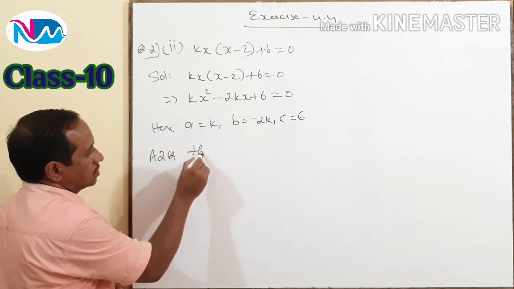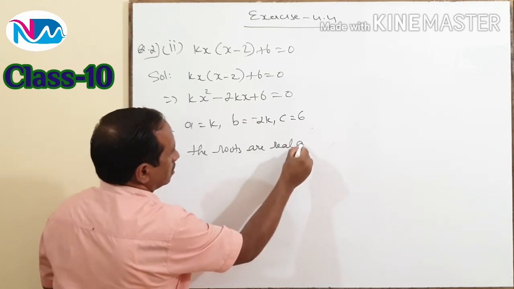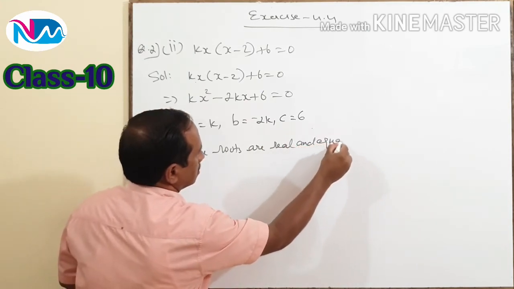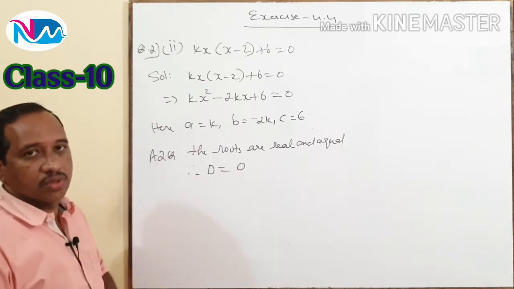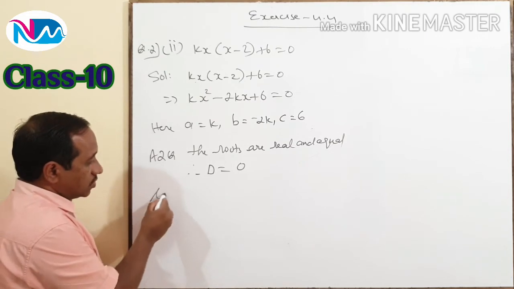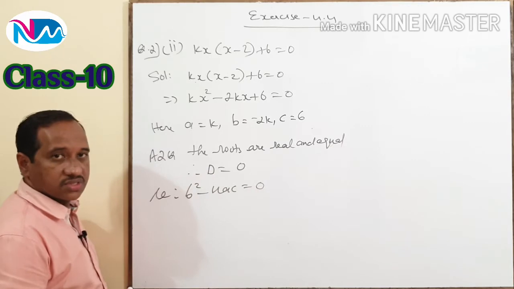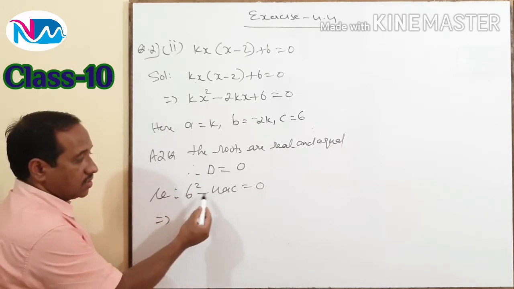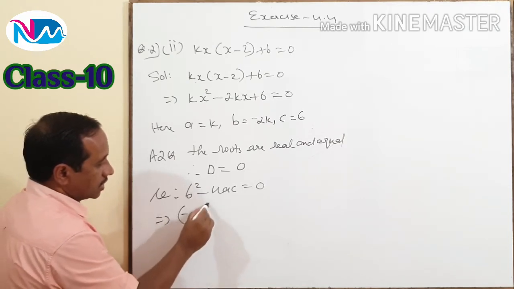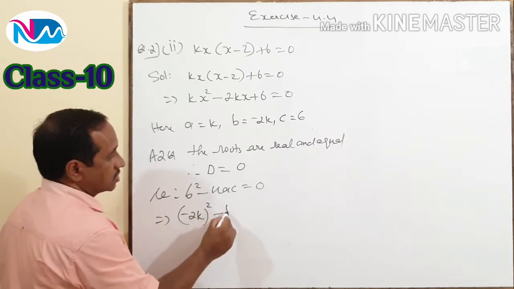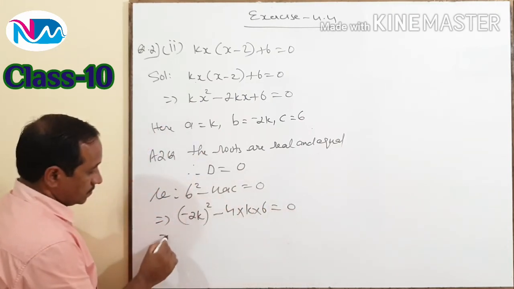According to the question, the roots are real and equal. Therefore, the condition is D is equal to 0. D is equal to 0 means b square minus 4ac is equal to 0. Substituting the values of a, b and c, b square means minus 2k the whole square, minus 4 into k into 6, is equal to 0.